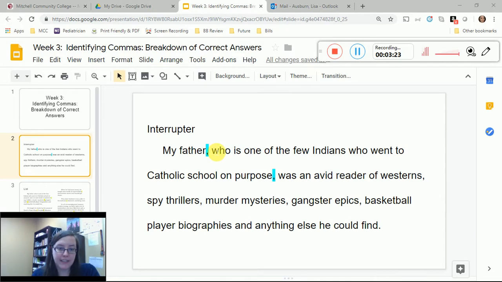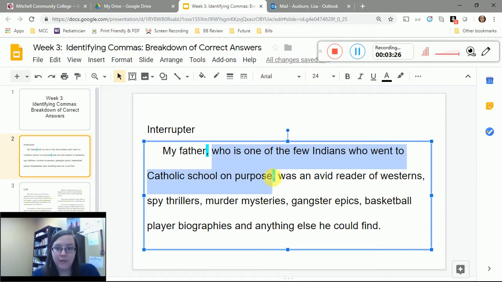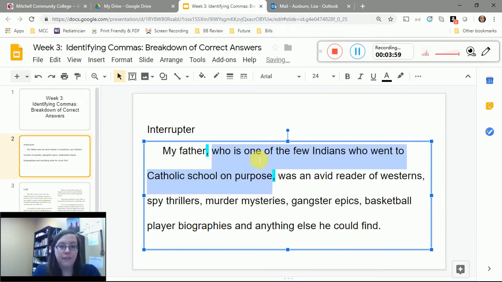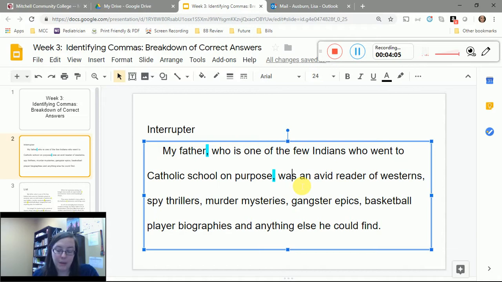What is interrupting this sentence is the phrase, who is one of the few Indians who went to Catholic school on purpose. Now, that's not a dependent clause because there's not a subject. That can't be its own sentence. Also, if we removed it, then we would see the sentence, my father was an avid reader of westerns, spy thrillers, etc. That is a complete sentence. So that's one of the ways in which we can say, all right, we had a sentence and something interrupted the flow of that sentence. We had this phrase. That is the only interrupter in this paragraph that we looked at.